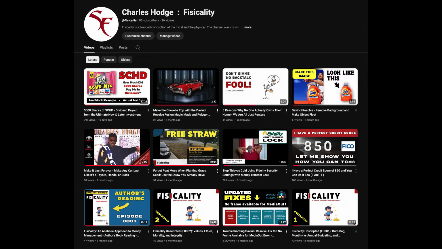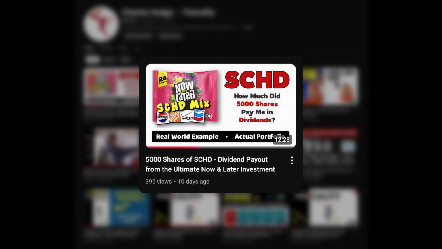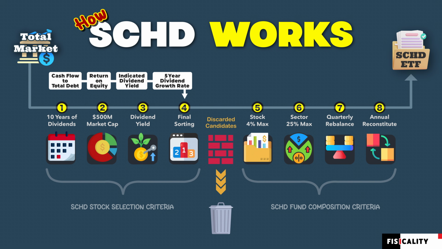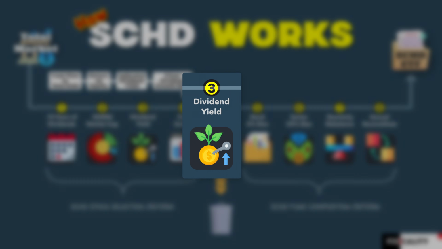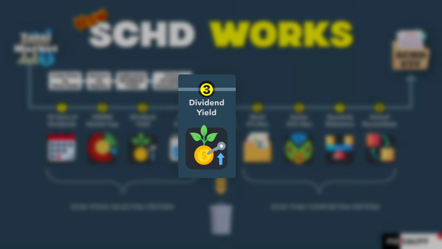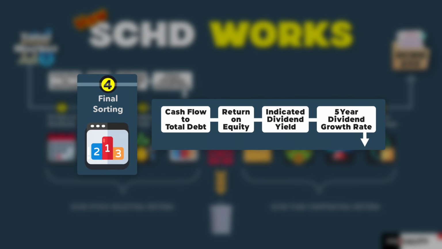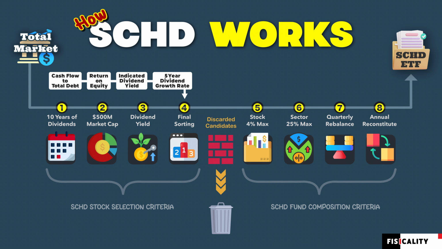The intro and overview you just watched were from my last video. Based on viewer feedback, I've created this video to clarify and expand on the section that had that sweet overview diagram in it. One particular point of contention is step 3 that references the dividend yield, and step 4, where one of the criteria is, you guessed it, the dividend yield.